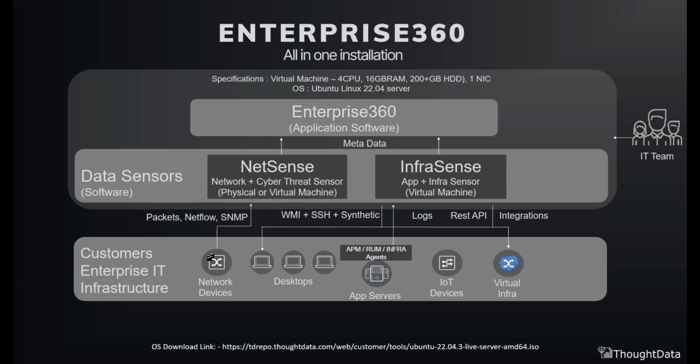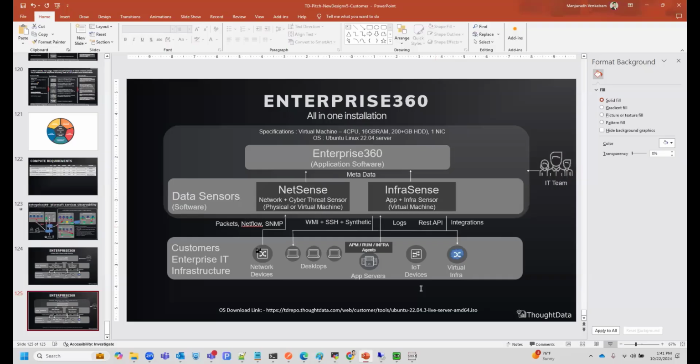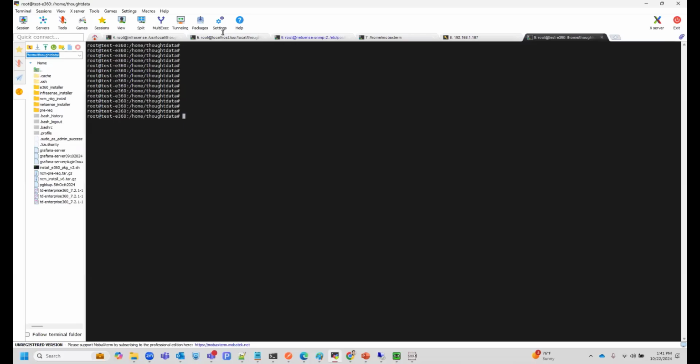We are assuming that you have the virtual machine up and ready with the operating system, and you're logging in for the first time. We're going to show you the steps of how to install Enterprise 360 from that point onwards. All right, so we're going to use one of the applications here called MobaXterm for doing the SSH to the Linux machine.